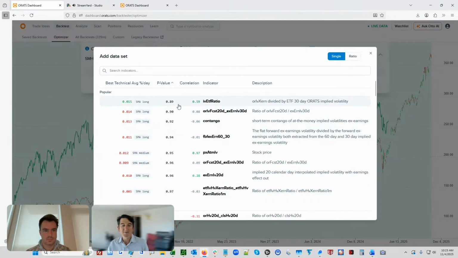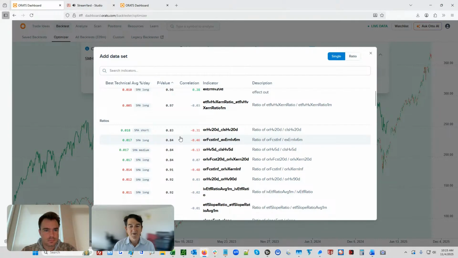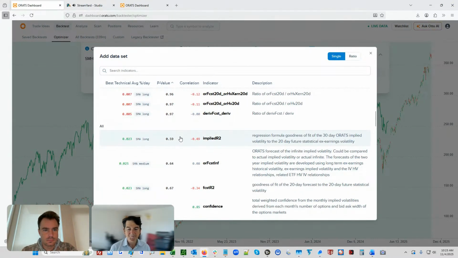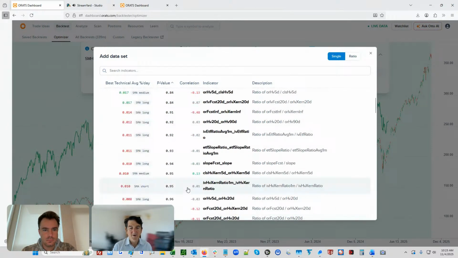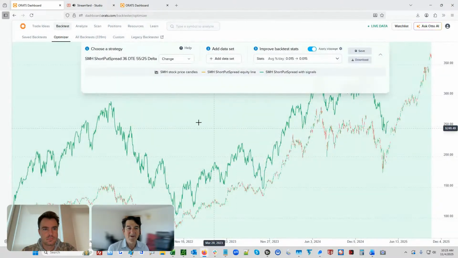If it's 0.89, it means it's 89% just relative to chance, so that's not what we're looking for. Contango is interesting that it's up there. That's definitely one of the more important indicators for this type of trade. But again, I would pass on this, because there's not really that much to short put spread optimization. It's moving just like the stock, and you're not going to find a lot of indicators that predict stock price movement.